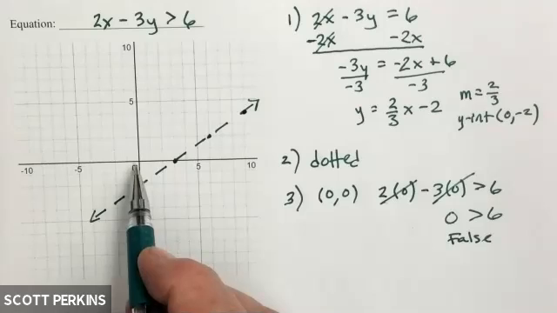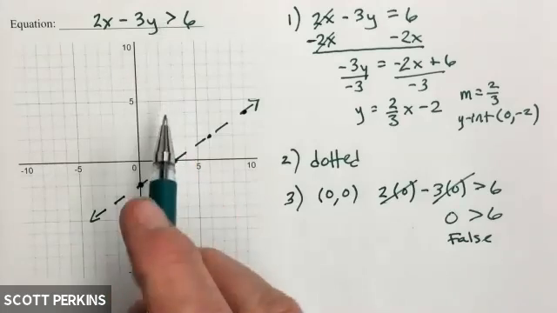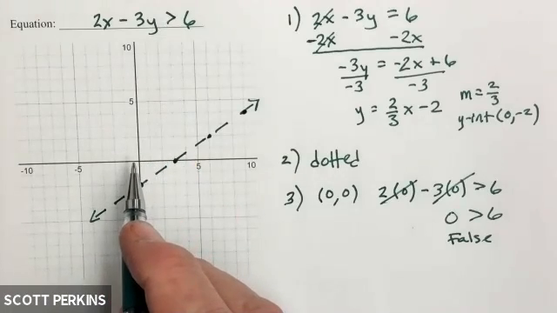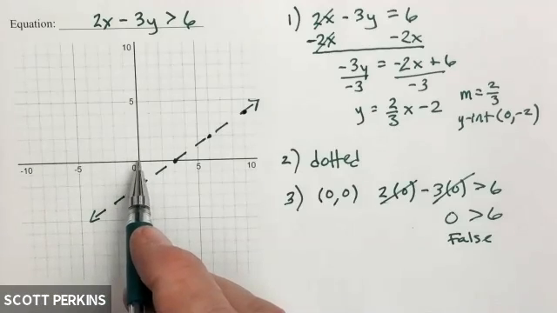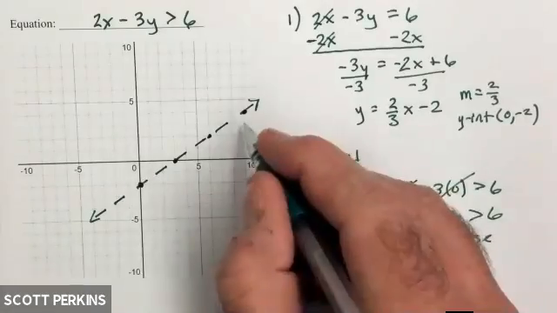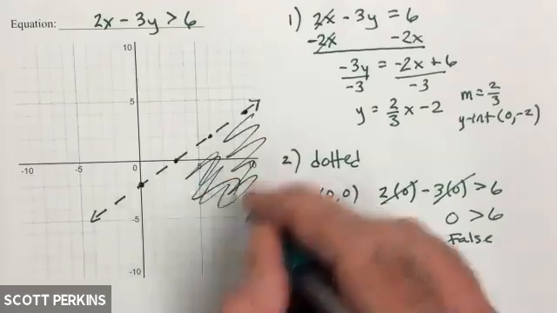So let's notice where our test point is. Our test point is above the line. So if you had just gone into this and said, oh, greater than means above, you're going to be wrong. I'm just showing you that. Don't make that assumption. Take the second or two to do the test. My test point is where my pen is. It's above the line. I got a false statement. So where am I going to shade? I'm going to shade below it. Yes, so down here.